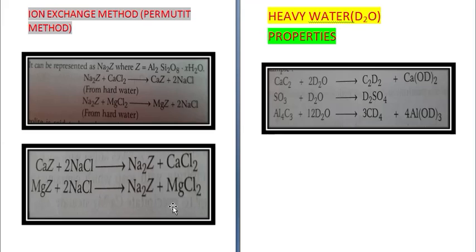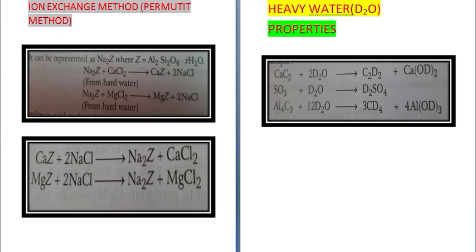Now the properties of heavy water, it is used in preparation of other deuterium compounds. For example, CaC2 plus 2D2O gives you C2D2 plus Ca(OD)2. SO3 plus D2O gives you D2SO4. Al4C3 plus 12D2O gives you 3CD4 plus 4Al(OD)3. So D2O is extensively used as a moderator in nuclear reactors and in exchange reactions for study of reaction mechanism. This is about heavy water.